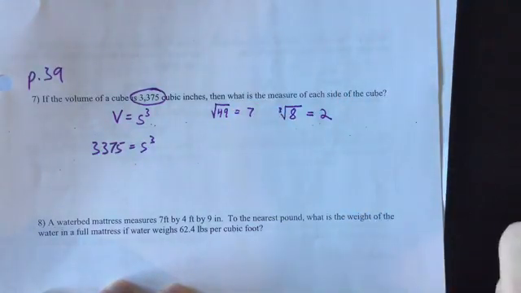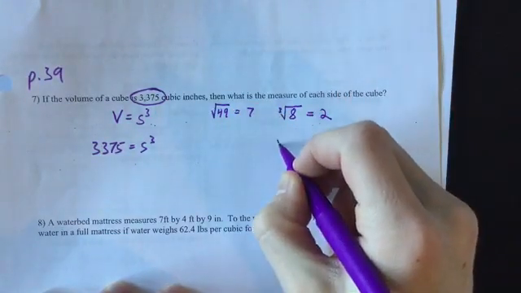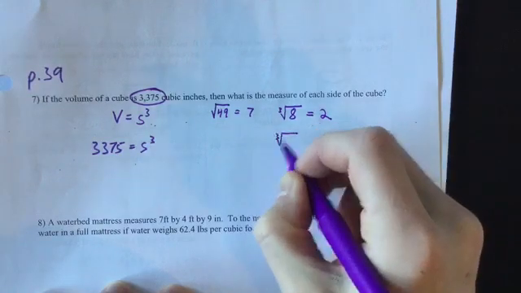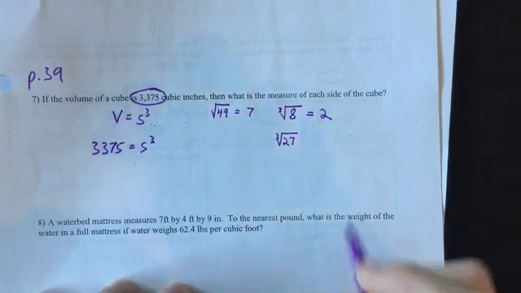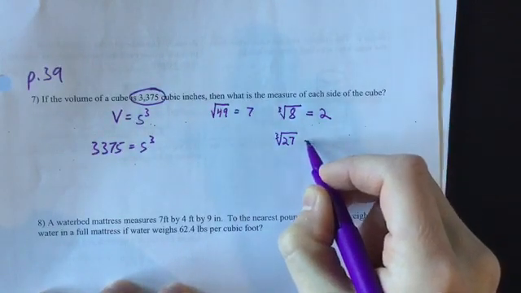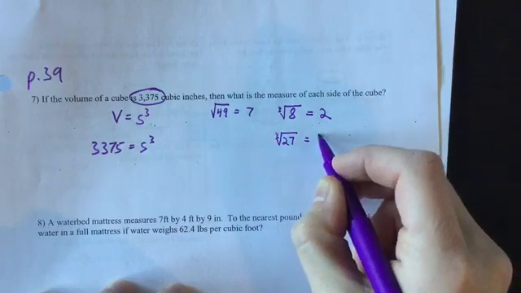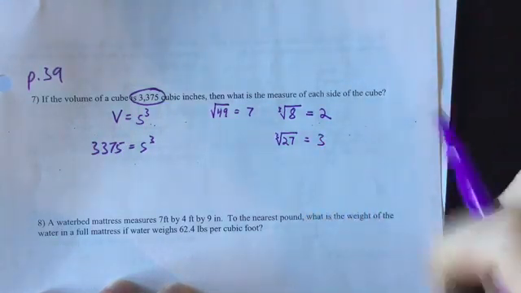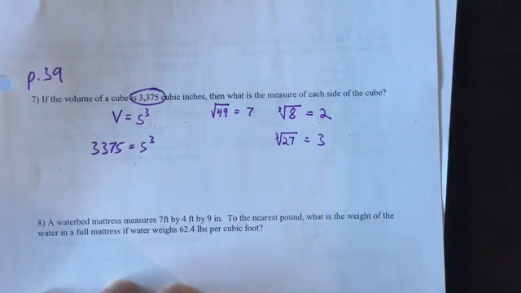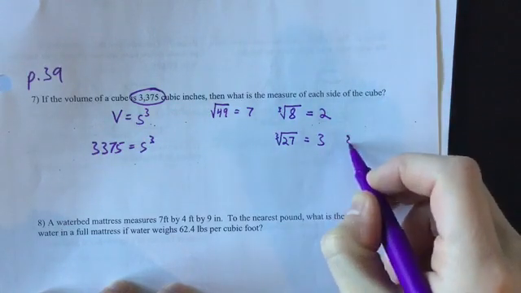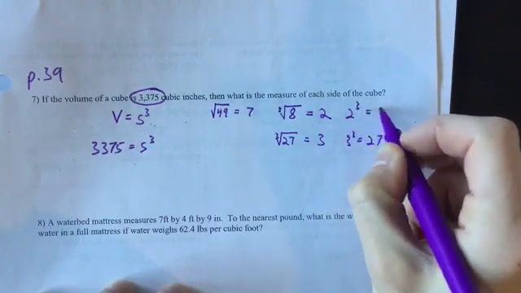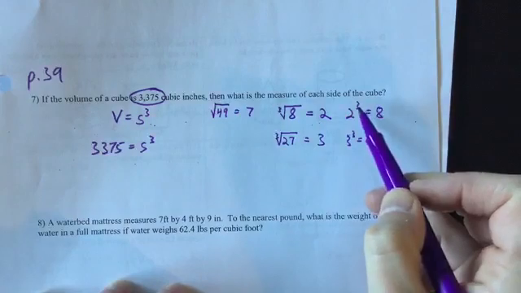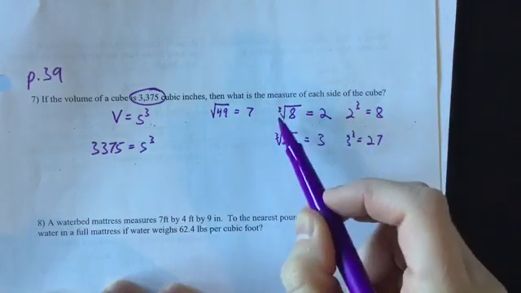So 8 is what we call a perfect cube. Let's do one more example: the cube root of 27. What number times itself 3 times is 27? It's 3. 3 times 3 is 9, times 3 is 27, because 3 to the third is 27, and 2 to the third is 8. So to undo an exponent of 3, we take the cube root.